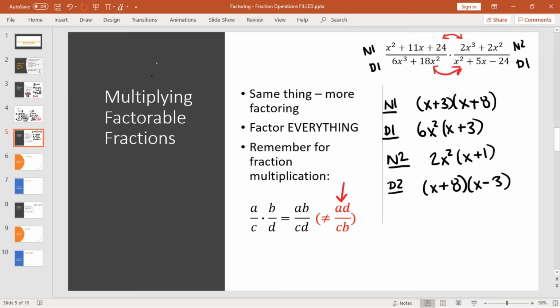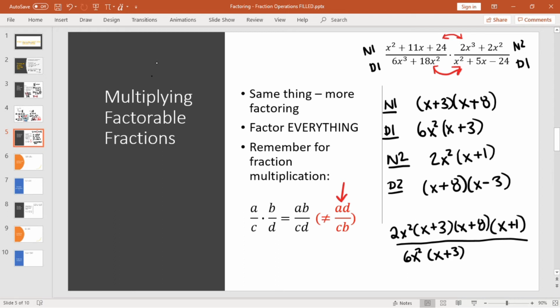Okay, so I'm going to combine everything onto my fraction. So numerator 1 times numerator 2, and I can just smash them all together. So for numerator 1, x plus 3, x plus 8, numerator 2, 2x squared, but I'm going to put that in front just out of habit. That's fine, they can be anywhere, as long as we're all on the top of the fraction. And then I'm going to put that over denominator 1, and denominator 2.